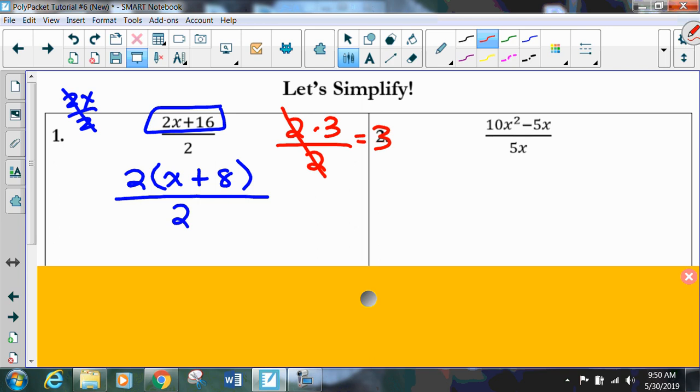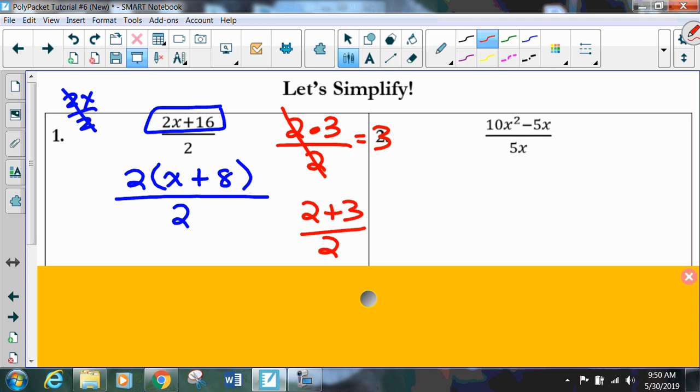Now, if it were 2 plus 3 over 2, could we cancel out the 2's then? Absolutely not. We're only allowed to cancel in the numerator and the denominator if what we're canceling is being multiplied by what's next to it.